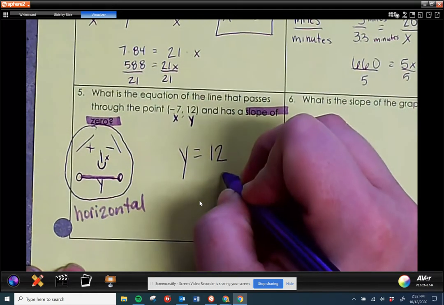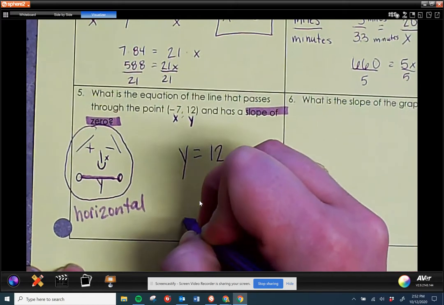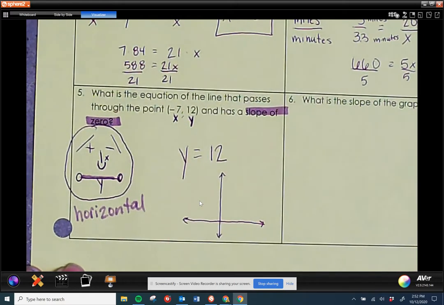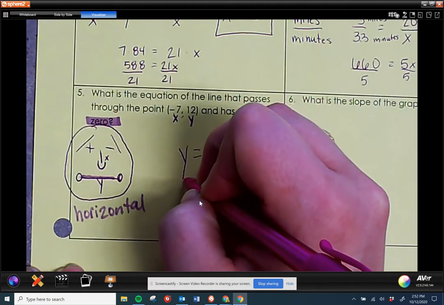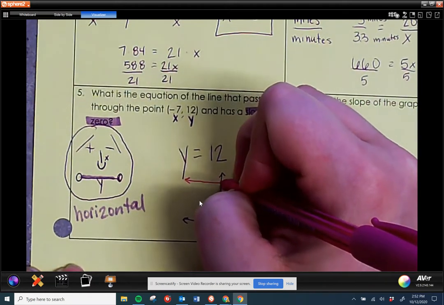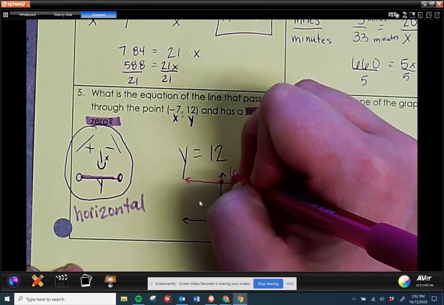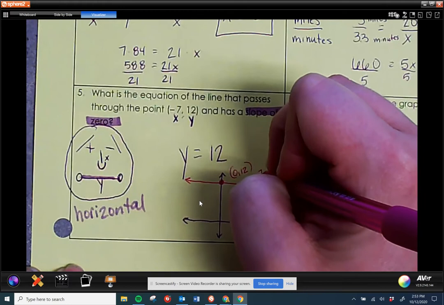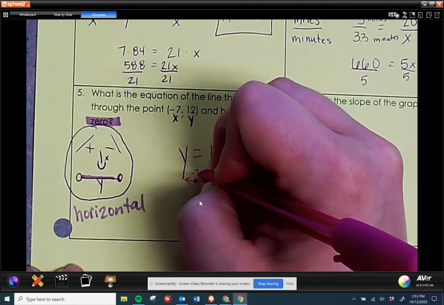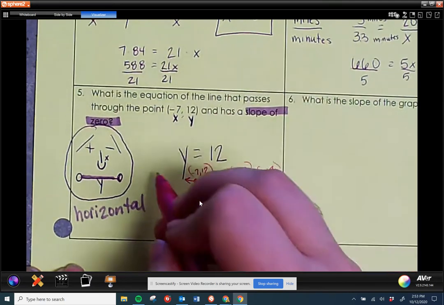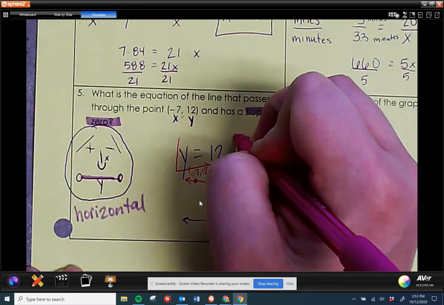Okay, if you were to look at that on a graph, that would be a horizontal line. That would be 12, right? This right here would be (0, 12). Over here, we would have (7, 12). And then just like our problem asked us over here, we would have (-7, 12). Every single y value on the entire line would be 12. So our answer would be y equals 12.